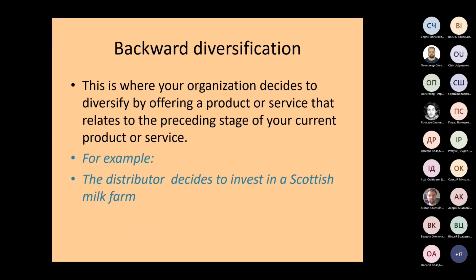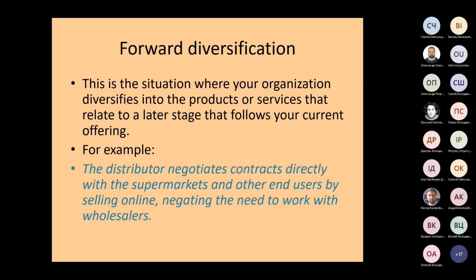So backward diversification means that, for example, some distributor wants to invest into the producer, for example, the producer of dairy products is investing into the milk farms. And forward integration can be connected with any internet store business.